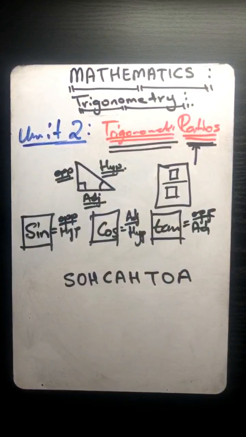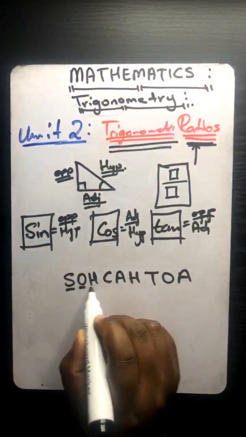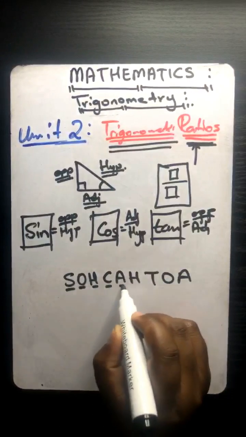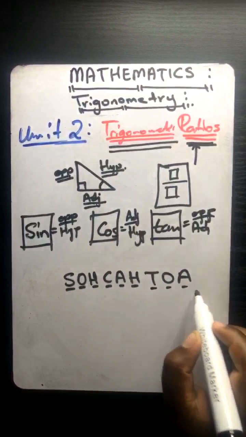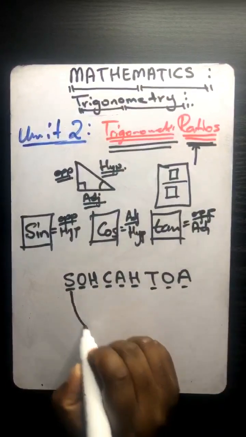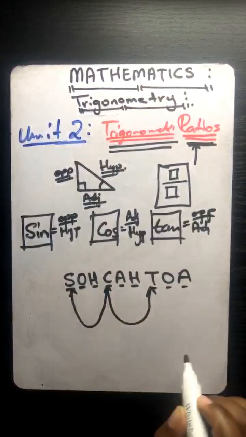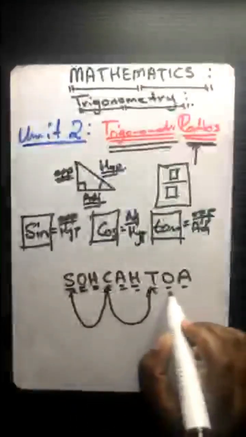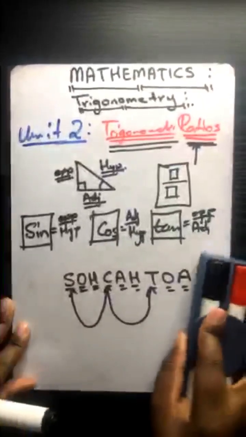I'm pretty much sure that everyone crammed it that way. For sine is opposite over hypotenuse. For cos is adjacent over hypotenuse. For tan, it is that part. So that means 1, 2, 3. These are what we call the trigonometric ratios, and these are the names of the sides. I'm very happy that all of you have crammed that.